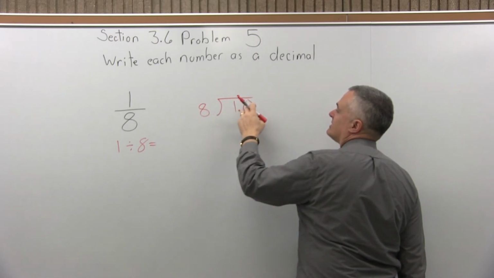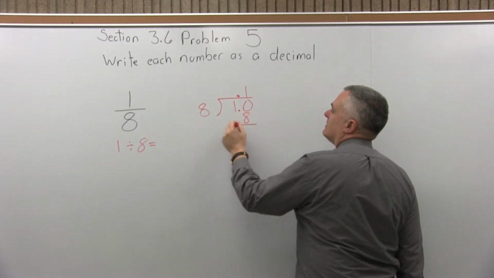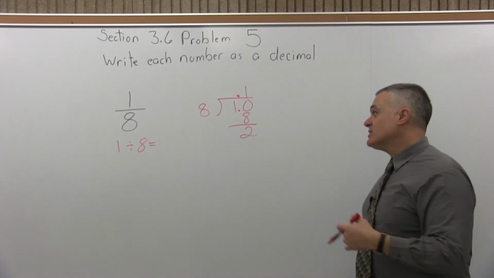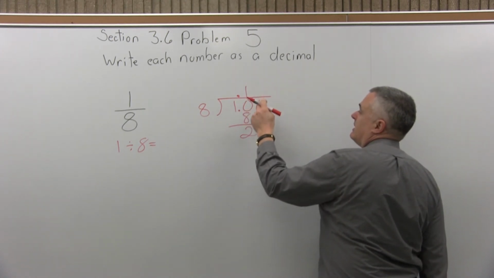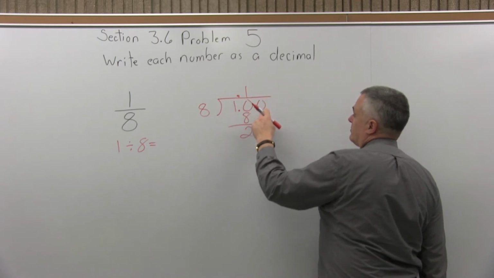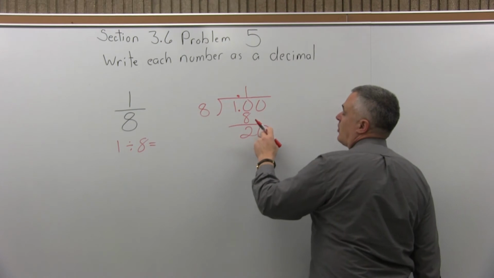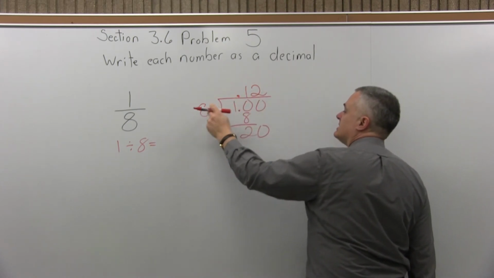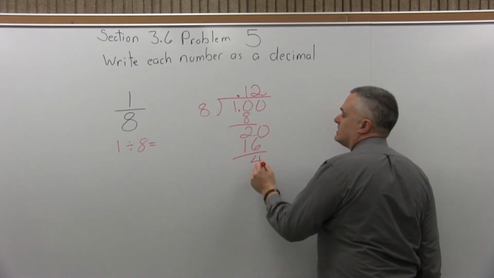So now 8 divides into 10. It goes in once. 1 times 8 is 8. 10 minus 8 is 2. Now, it didn't fit in evenly yet, so I can really just fill in another 0. 1.00, bring that next 0 down. And now we're going to divide 8 divided into 20. Well, 8 divided into 20 will go twice. 2 times 8 is 16. And now 20 minus 16 is 4.